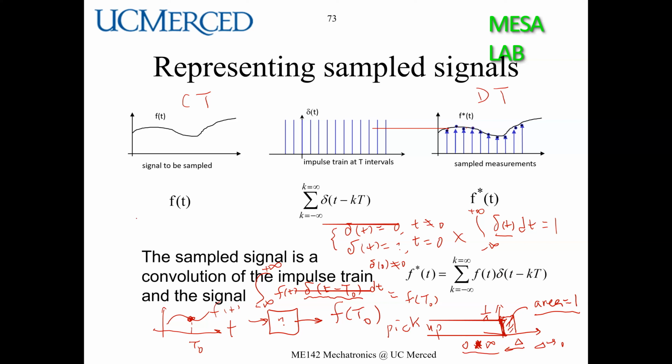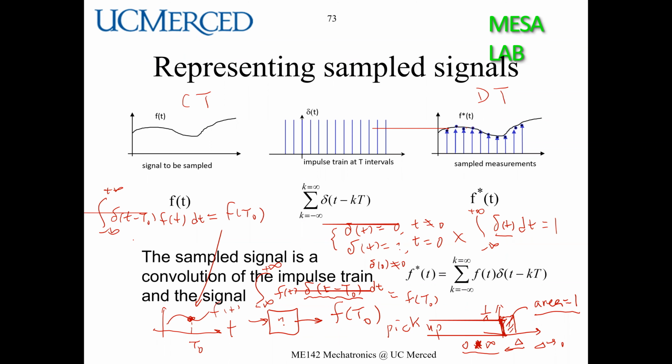So again, I'm writing something like that. If you have delta of t minus t0 times f of t, and you integrate dt from minus infinity to infinity, that will be picking this point out. It's f of t0.